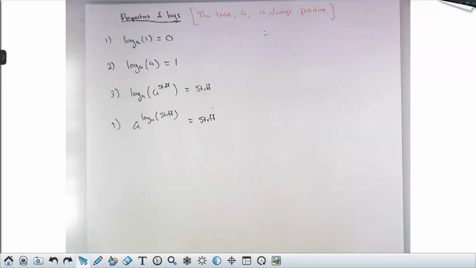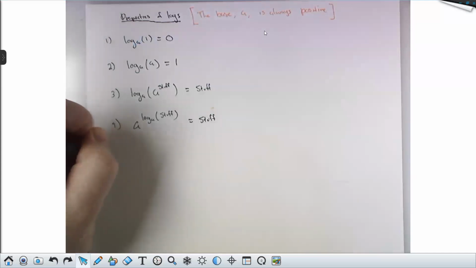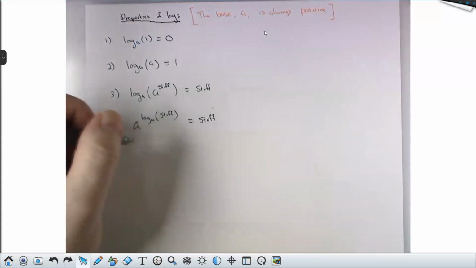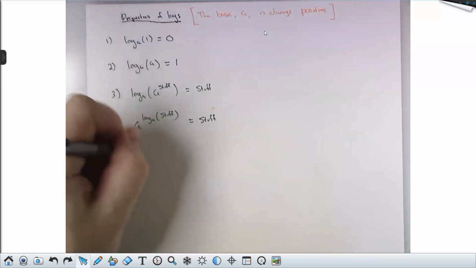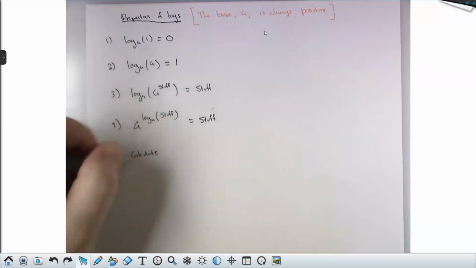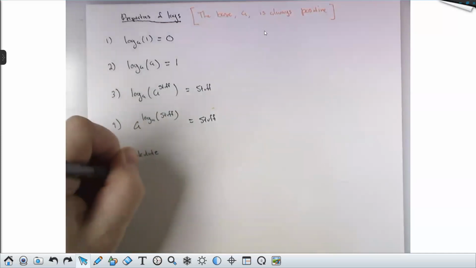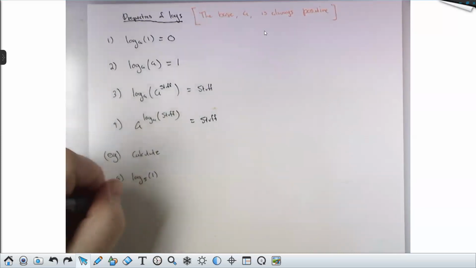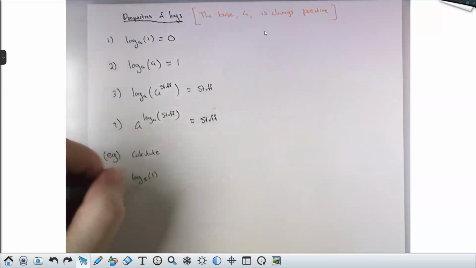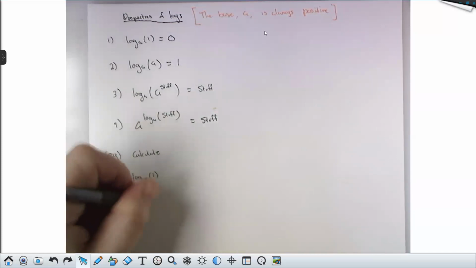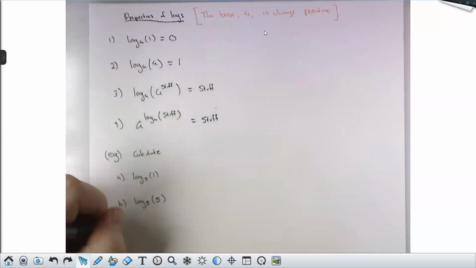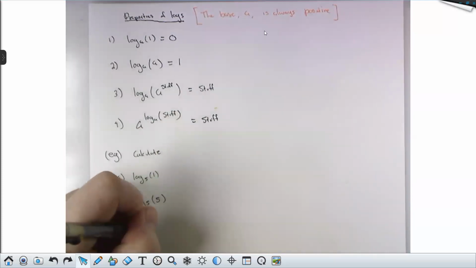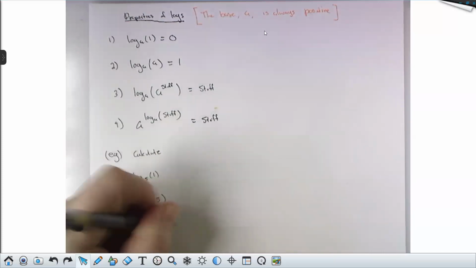All right, some silly examples. We can calculate the base 5 log of 1, the base 5 log of 5, the base pi log of pi to the e.